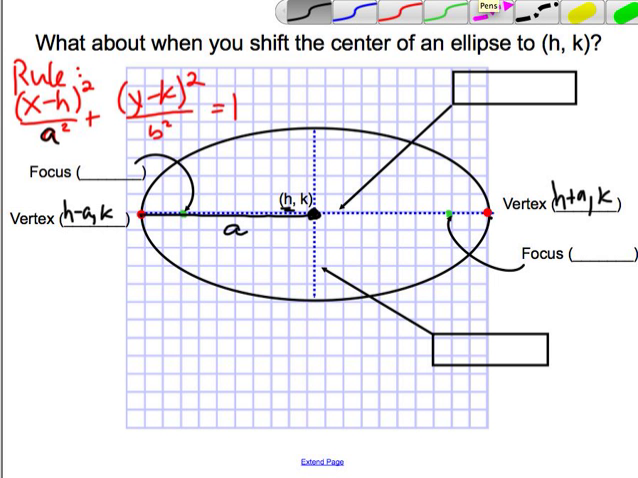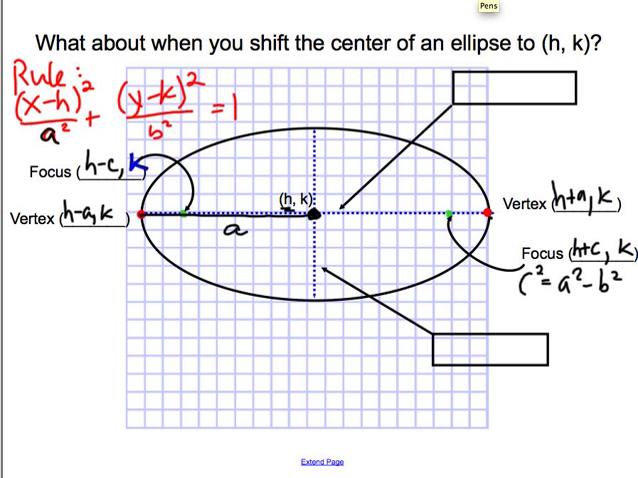The focal points are always going to be where c squared equals a squared minus b squared. It'll always be the difference of the two values. Since they're in the x direction, they're still going to be at level k, but they're going to be at h plus c and h minus c. So you always have to go about finding that value c. They'll be at level k because we've shifted it up k. This is key for your focal points.